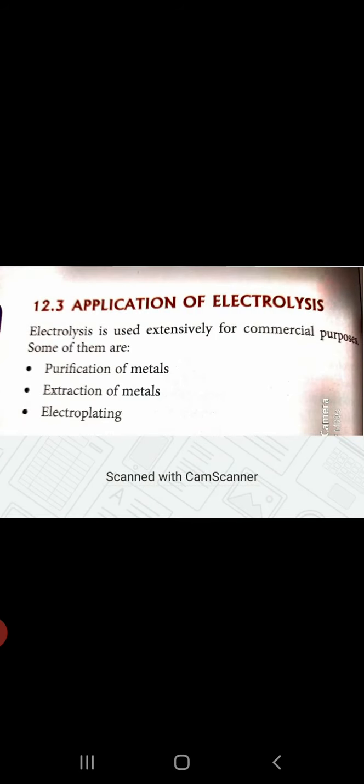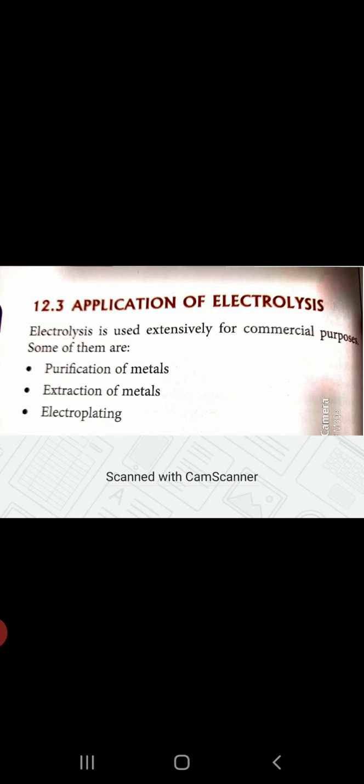Now we will go ahead and study about the applications of electrolysis. There are three major applications that we will study under this topic. First one is purification of metals. Second one is extraction of metals. And the third one is electroplating. So starting with the first application, purification of metals.